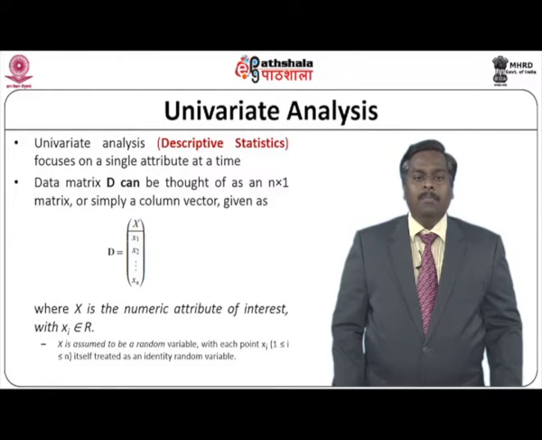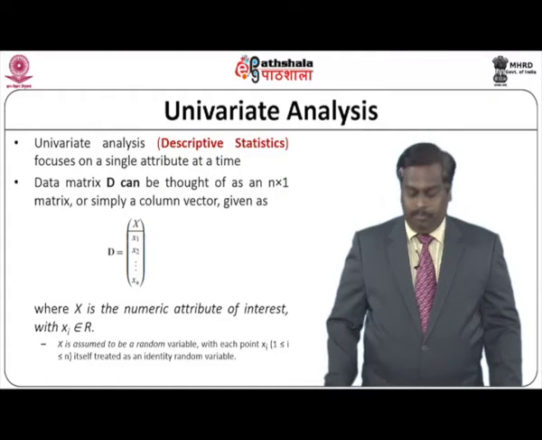So, what does it mean? This univariate data may be represented as a single column vector, or the matrix contains exactly one column. Here the column will have values of the attribute, say x, that we are considering for analysis. So, x will have various values and the cells in the data matrix will have the corresponding value of x.